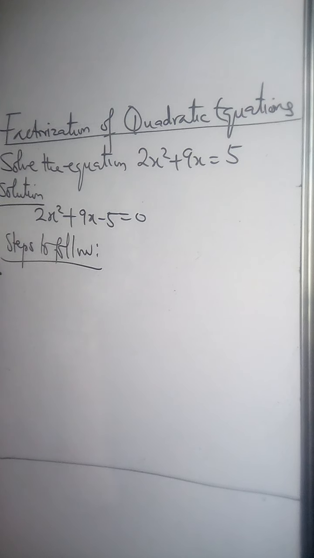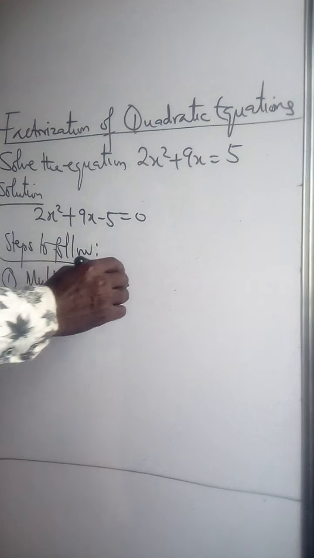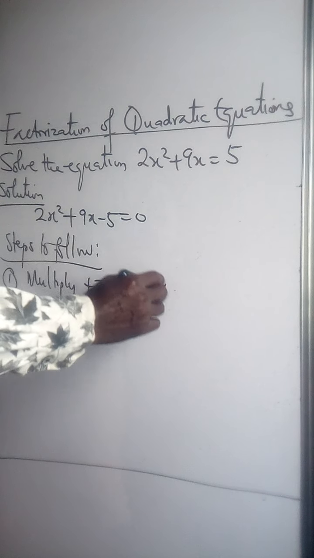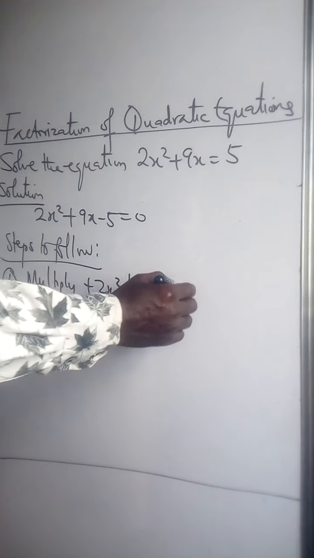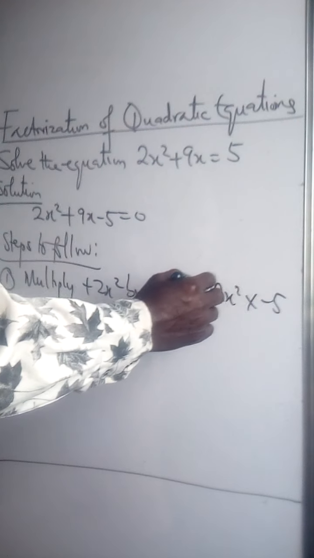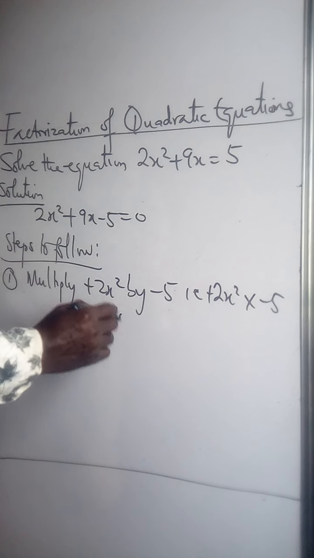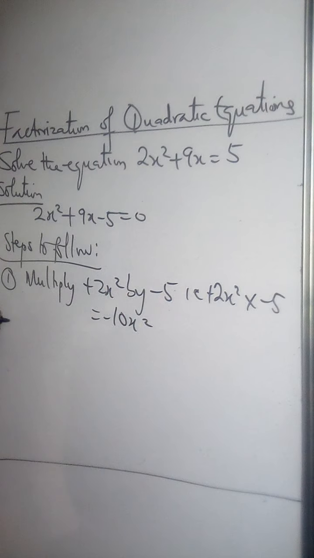Step 1. We multiply the first term, 2x squared, by the last term, which is minus 5. That is 2x squared times minus 5. That will give us minus 10x squared.